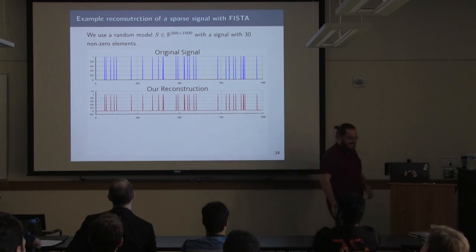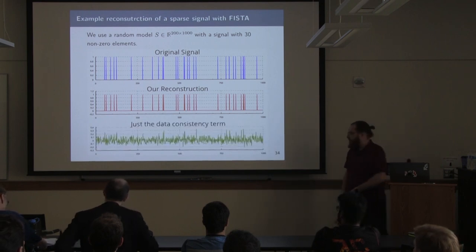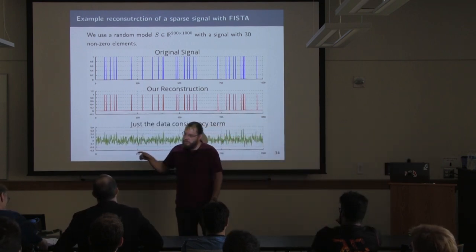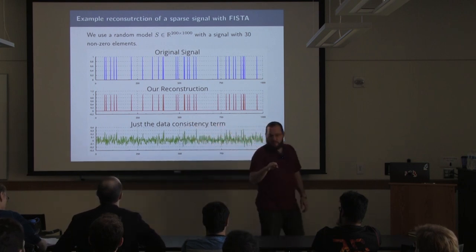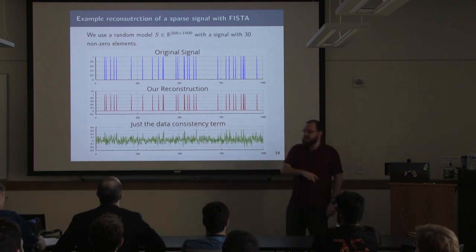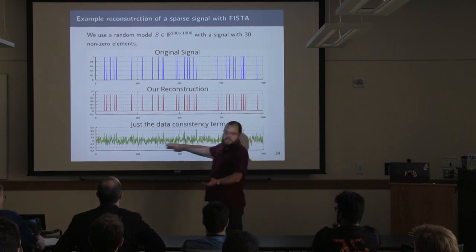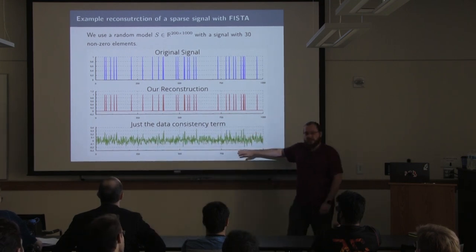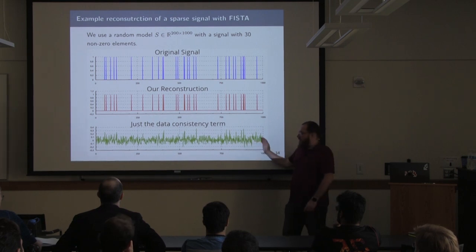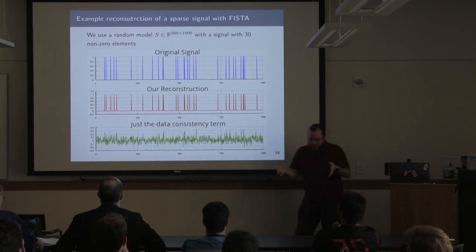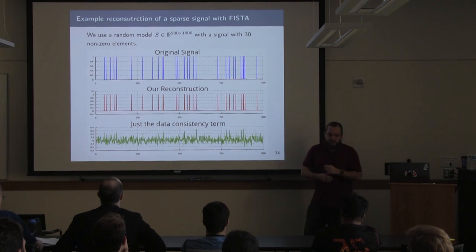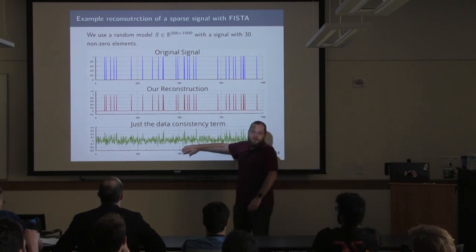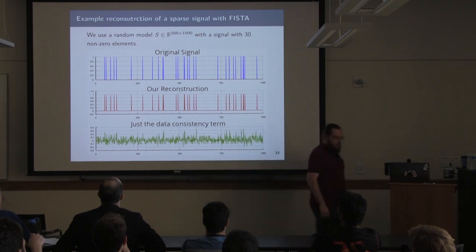So just as a kind of reference, FISTA was able to solve this. If we set lambda to 0, we said we didn't want that proximal step, and we were only optimizing for the data consistency, we get this, basically random noise. What this says is that because we've taken too few measurements, there are a lot of solutions consistent with the data, and the optimal solution just chooses the smallest one it can find.